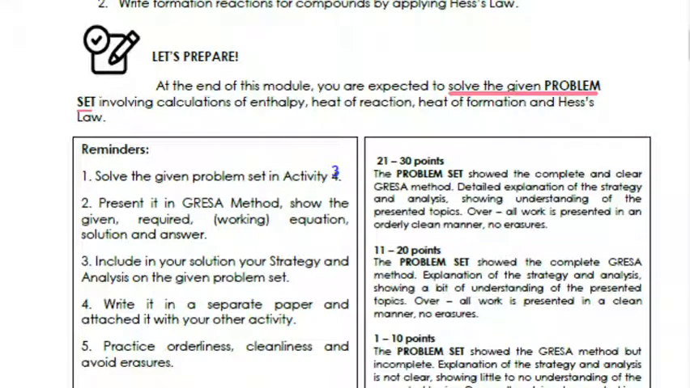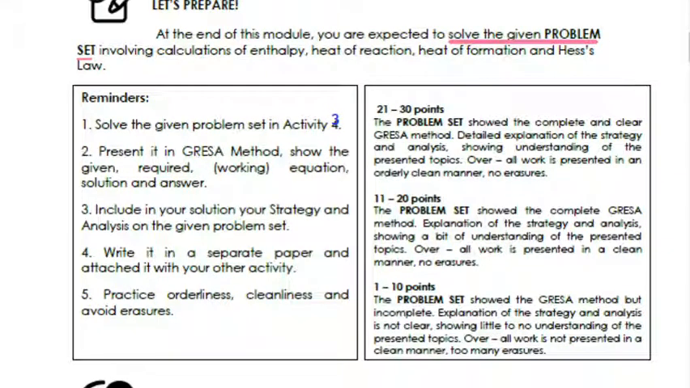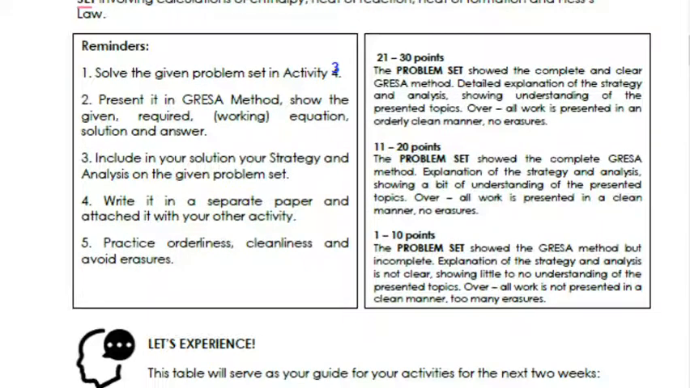As a reminder, solve the given problem set in activity 3. Present it in GRESA method, show the given, required, working equation, solution, and answer. Include in your solution the strategy and analysis of the given problem set. Write in a separate paper and attach it with your other activity. Then practice orderliness, cleanliness, and avoid erasures. And again, the highest possible score for this problem set is still 30.